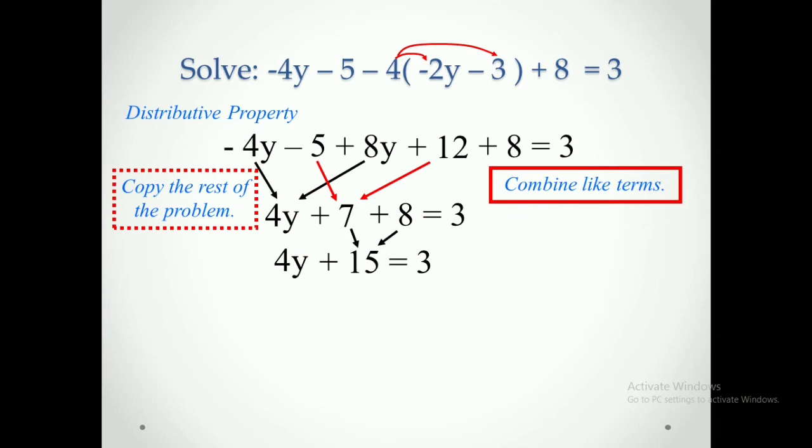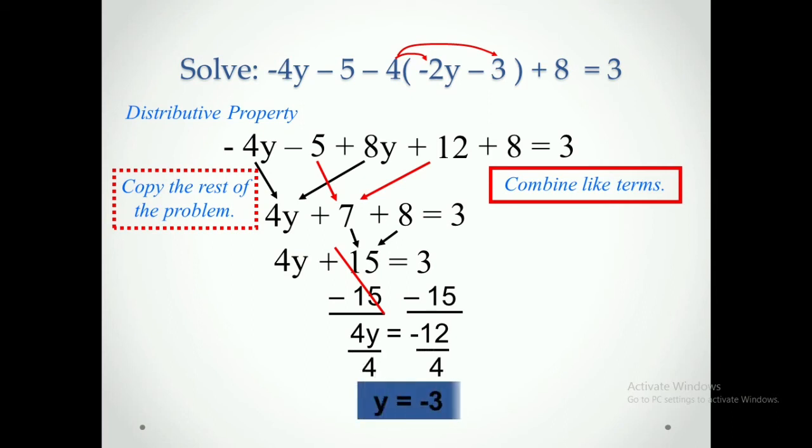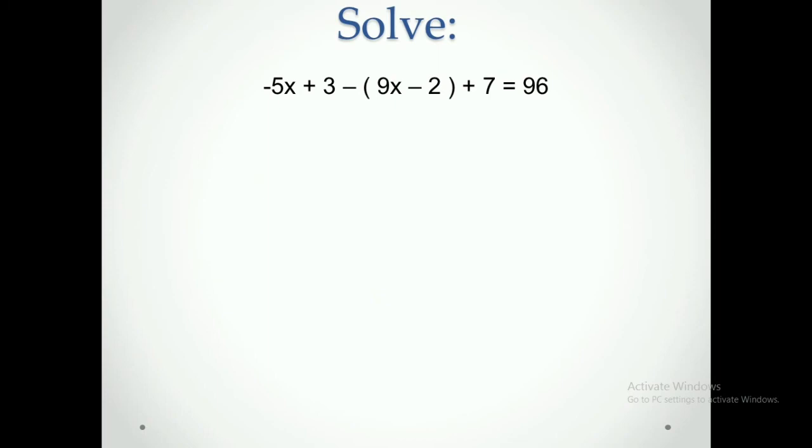Now since we're adding 15, we undo that by subtracting 15 from both sides. That will now leave us with 4y equals 3 minus 15, that's -12. Then we divide both sides by 4. So -12 divided by +4, again dividing a negative by a positive will give us a negative. So the answer is -3.